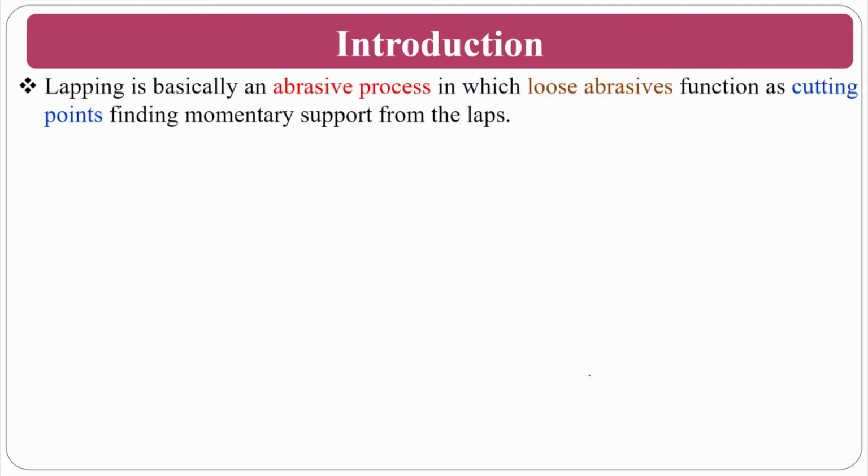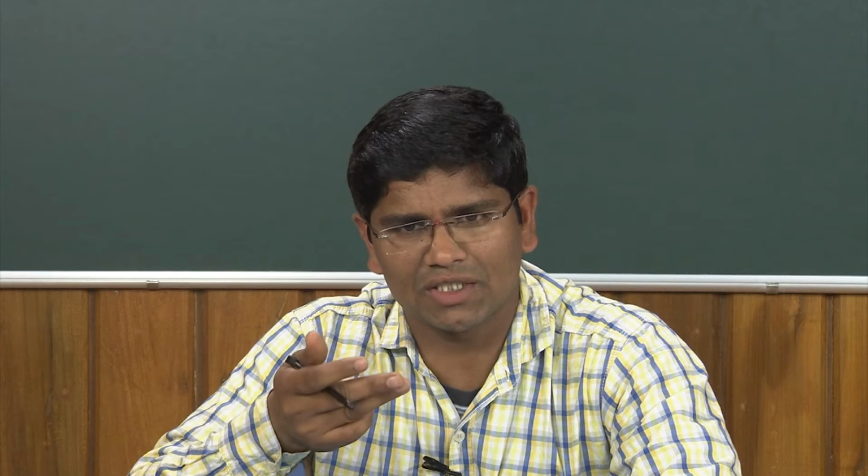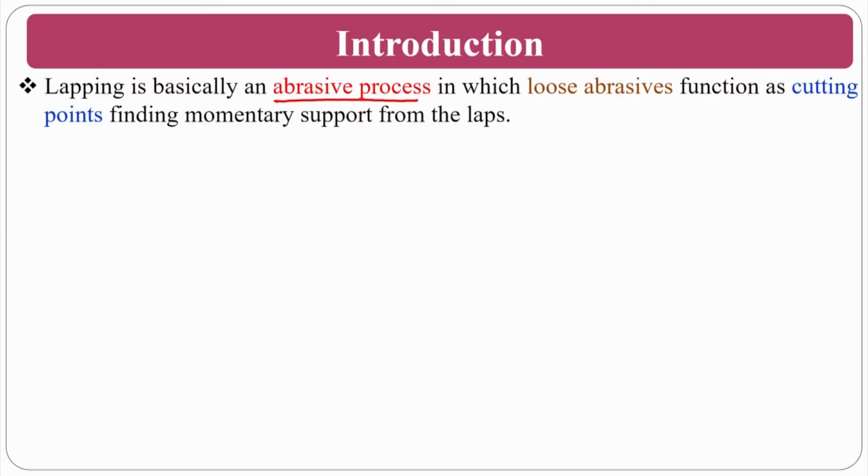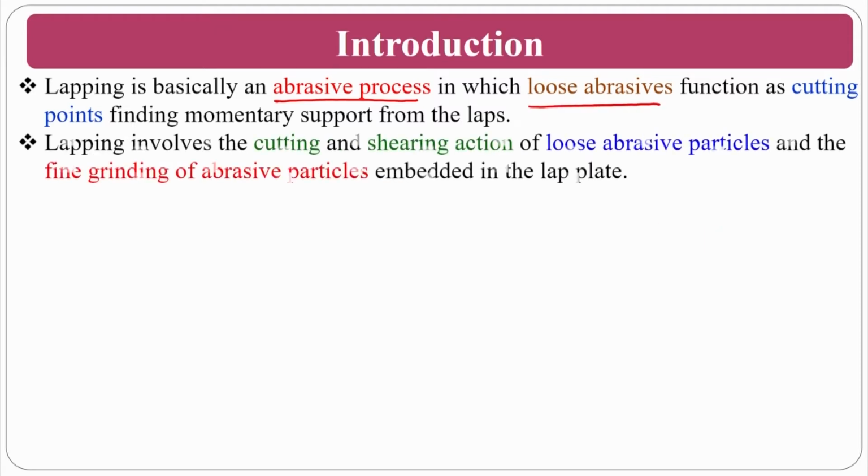Lapping is basically an abrasive finishing process, a machining process. If people are talking about machining, that is material removal, it is a machining process. Otherwise, it is a finishing process. Mostly the lapping process comes as a finishing process only. You don't bother about the material removal. We always go for the finish that is achieved on the final product, which uses loose abrasives as cutting points.